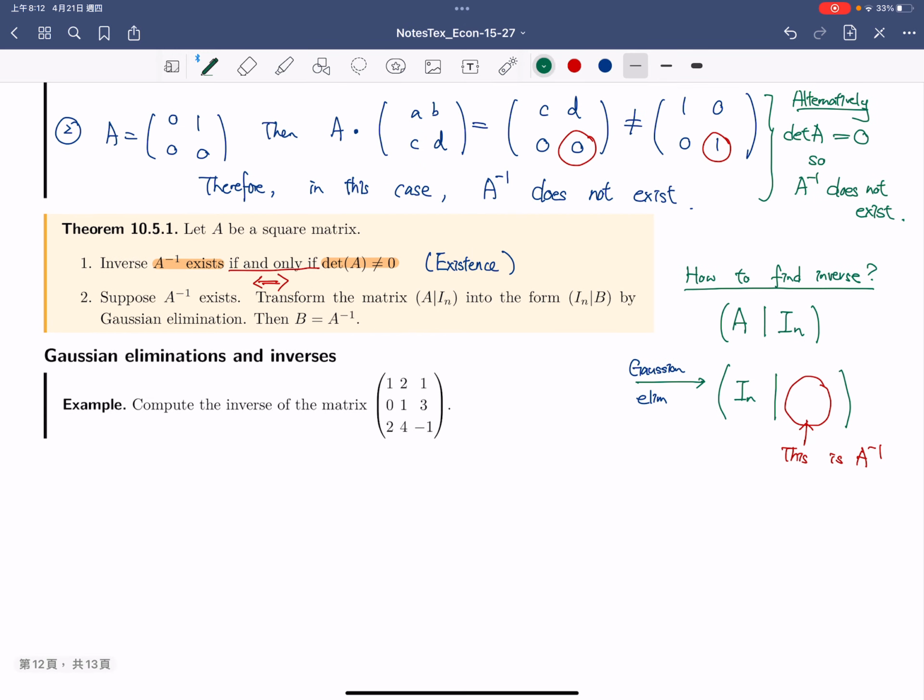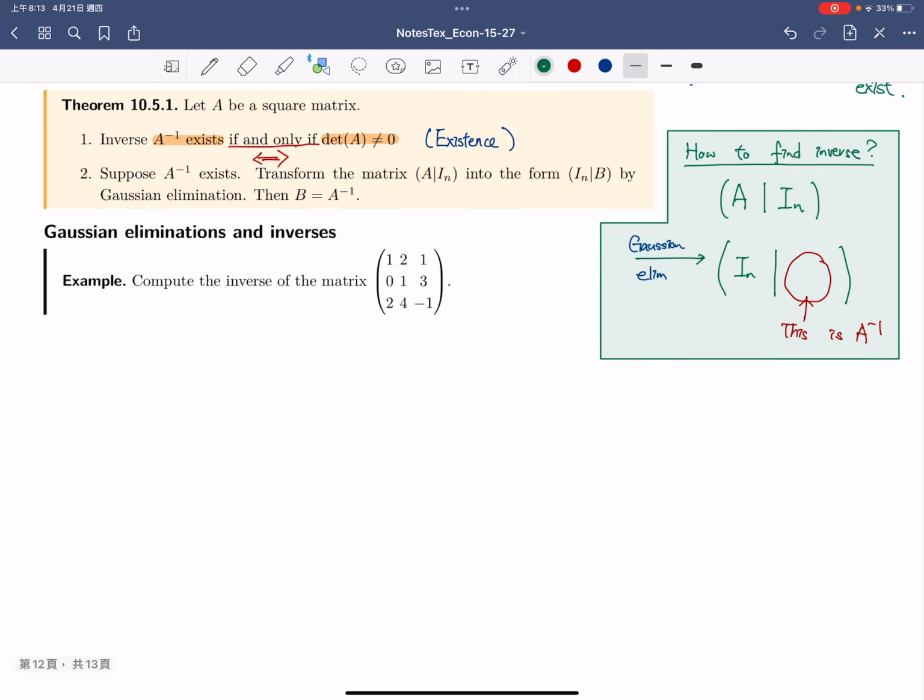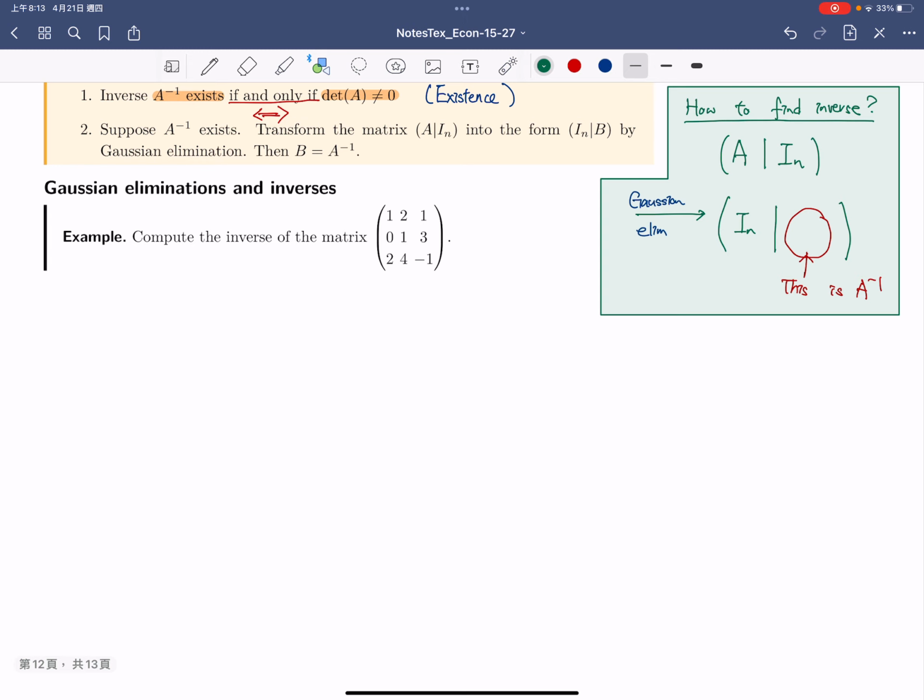Okay? So this is a very interesting way to find the inverse of a matrix. As I say, it's not obvious why this works, okay? But again, I will demonstrate that with an example. So example, compute the inverse of this matrix.